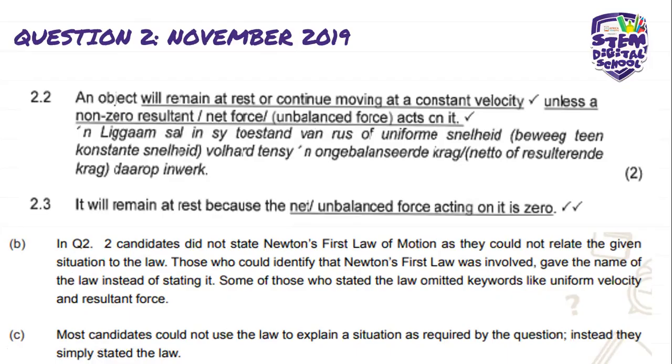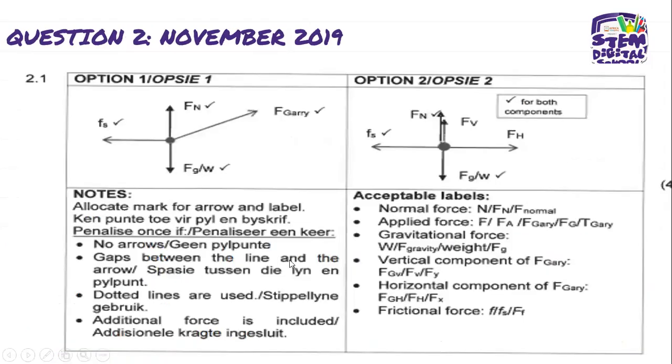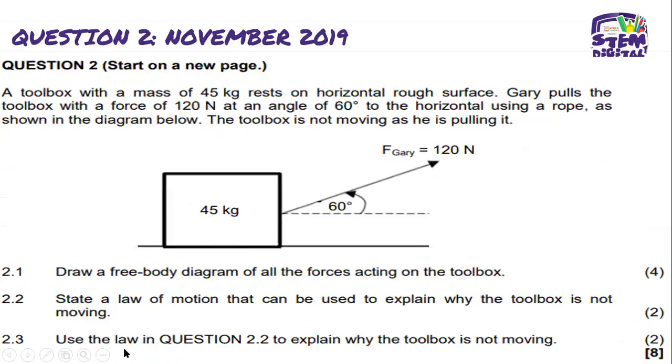Then we were supposed to use the law to explain why the object is not moving. Now, some of the mistakes that the learners make is that they could not use the law to explain the situation as required by the question. Instead, they simply stated the law. The question required the explanation applying Newton's first law to say why the toolbox is not moving.